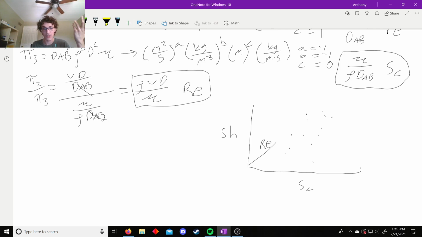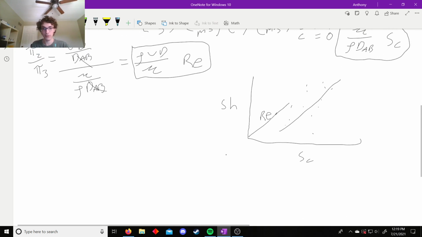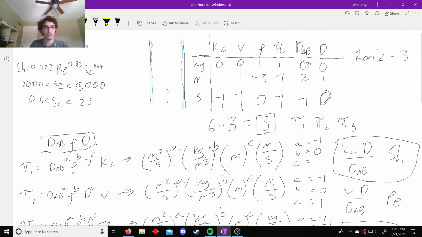Whatever these data points are, it's something. So what we would do is use a linear or non-linear regression method to fit some line to this data. And if we were to fit it to the form of Sherwood number equals some A times the Reynolds number raised to some power times the Schmidt number raised to some power, what we would actually end up with is this up here, which is what Sherwood and Gilliland did.